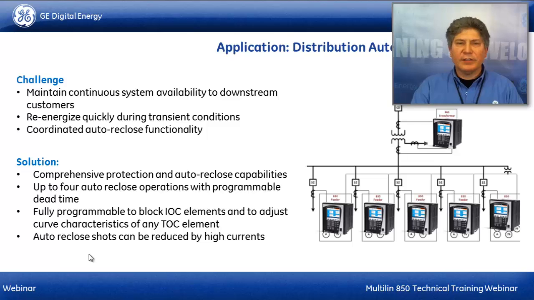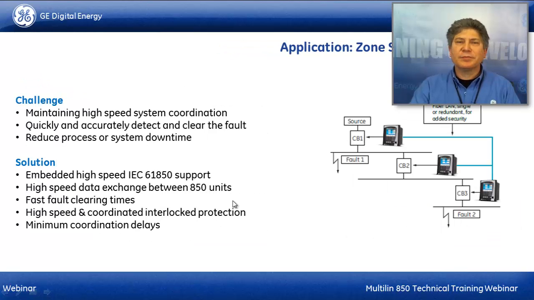The next one we have here is the distribution for the auto reclose. So the challenge here is basically a continuous system available to downstream customers. We need to re-energize quickly during transients and coordinate auto reclose functionalities. So some of the things that we can do here is we can fully program it to block the IOC elements and to adjust the curve characteristics of any TOC element. We can adjust the number of reclose shots based on the amount of high current that's being measured. We can have up to 4 auto reclose operations with programmable dead times.